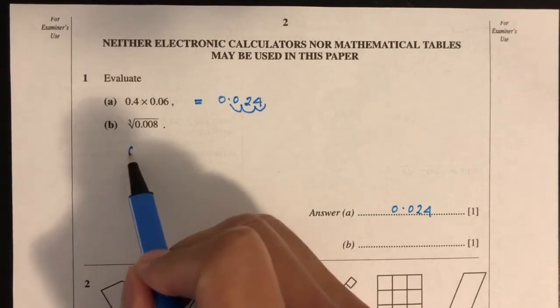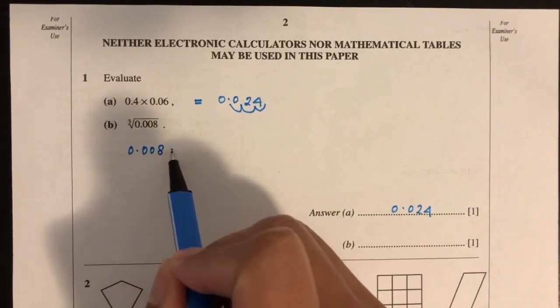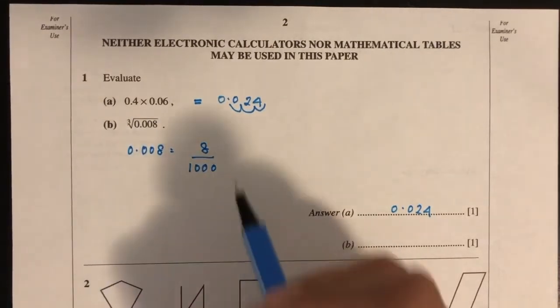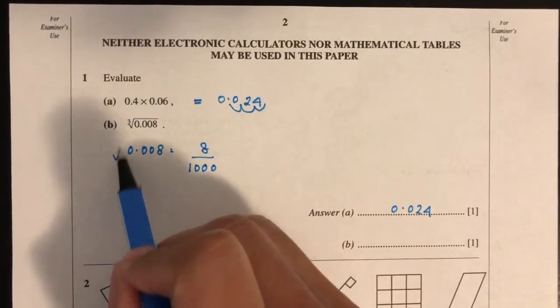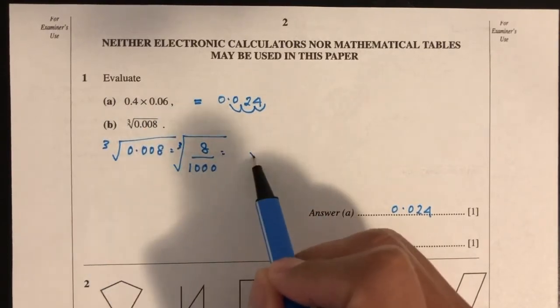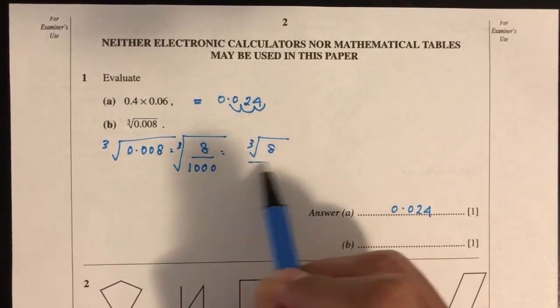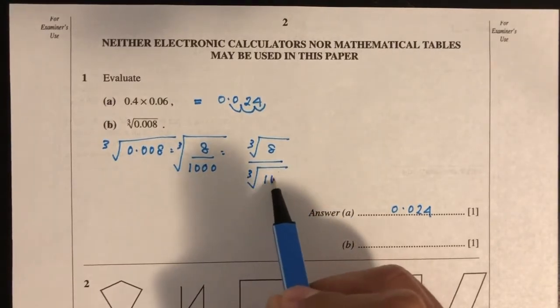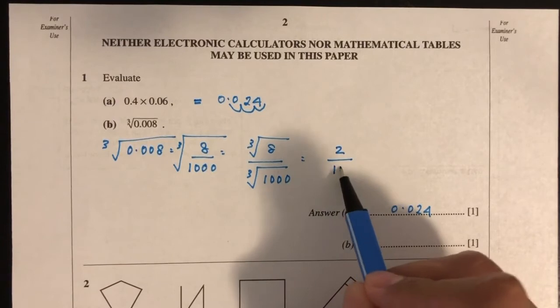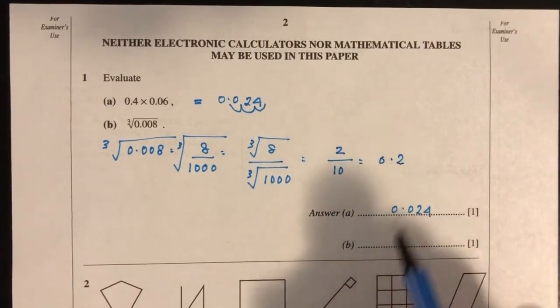Now for part B, we have cube root of 0.008. So what is 0.008? That will be 8 divided by 1000. So cube root of that is equal to cube root of 8 divided by cube root of 1000, which is 2 over 10, that is 0.2.